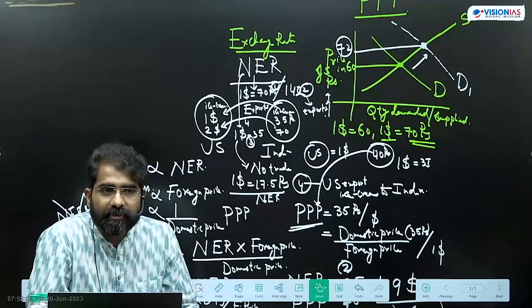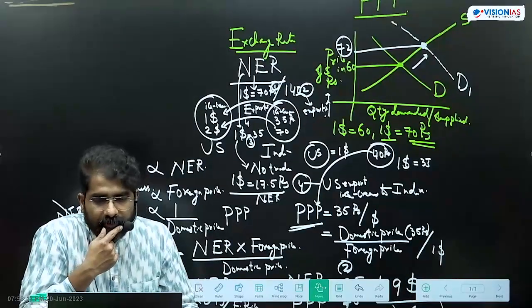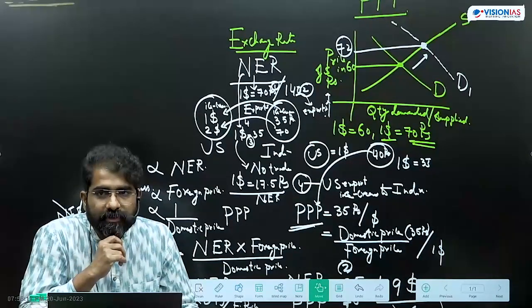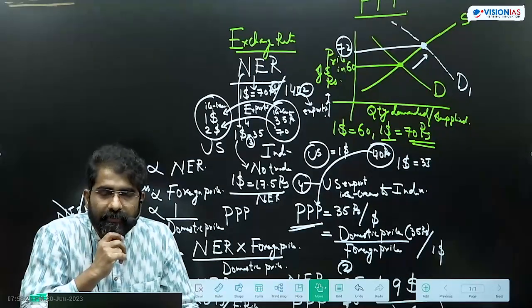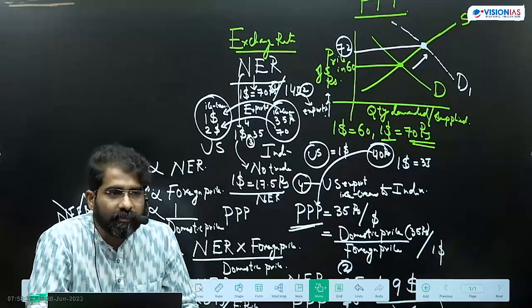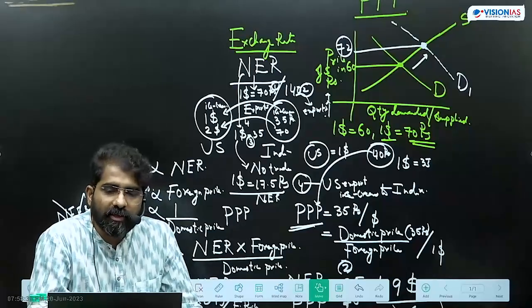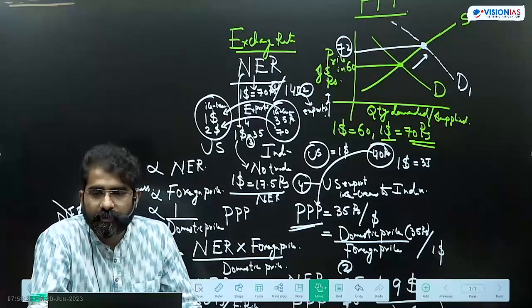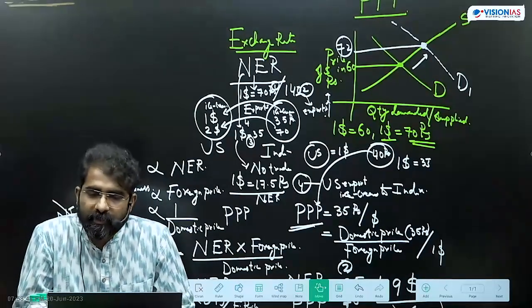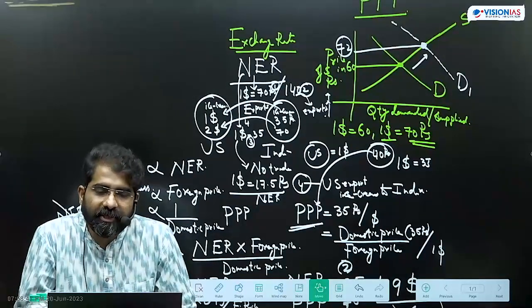Continue. The PPP exchange rate in the above case is arrived at by comparing prices of ice creams in both the countries. That is, $1 is equal to rupees 35. $1 is equal to rupees 35 is the PPP exchange rate.